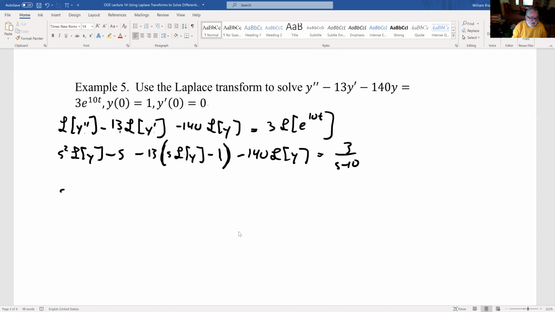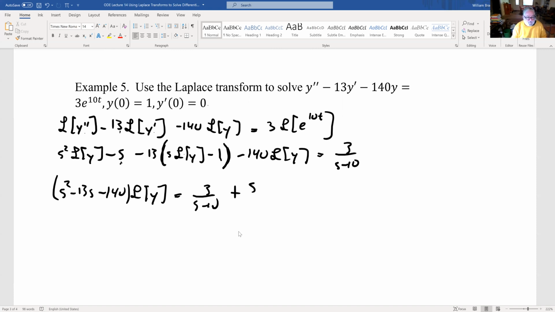So what do we get? We get S squared minus 13S minus 140, times the Laplace transform of y, equals 3 over S minus 10 minus S, plus, right? Because we move this term over. Oh, plus 13. I forgot this minus 1. So plus a 13. Okay, so we divide both sides. Note that this is the characteristic equation that you'd get from plugging in here. So we divide both sides by that.